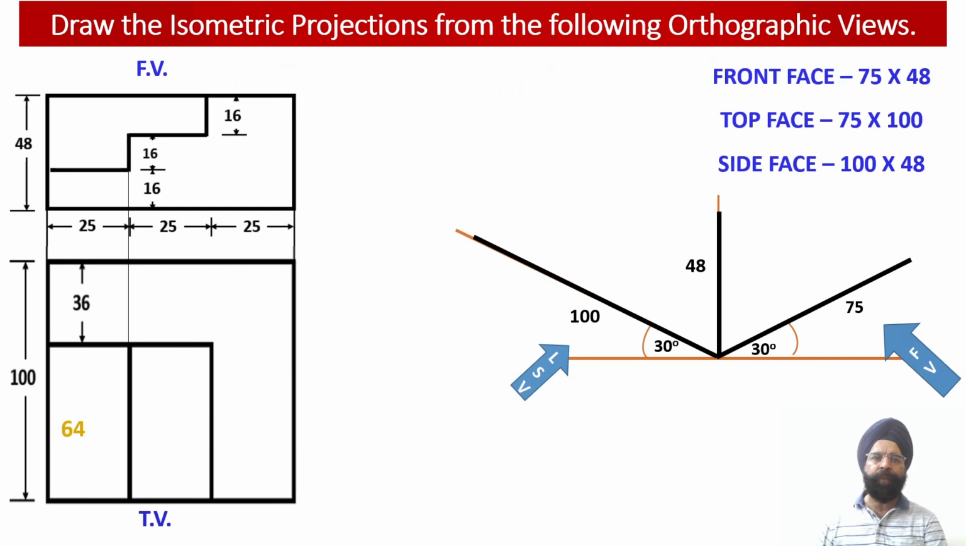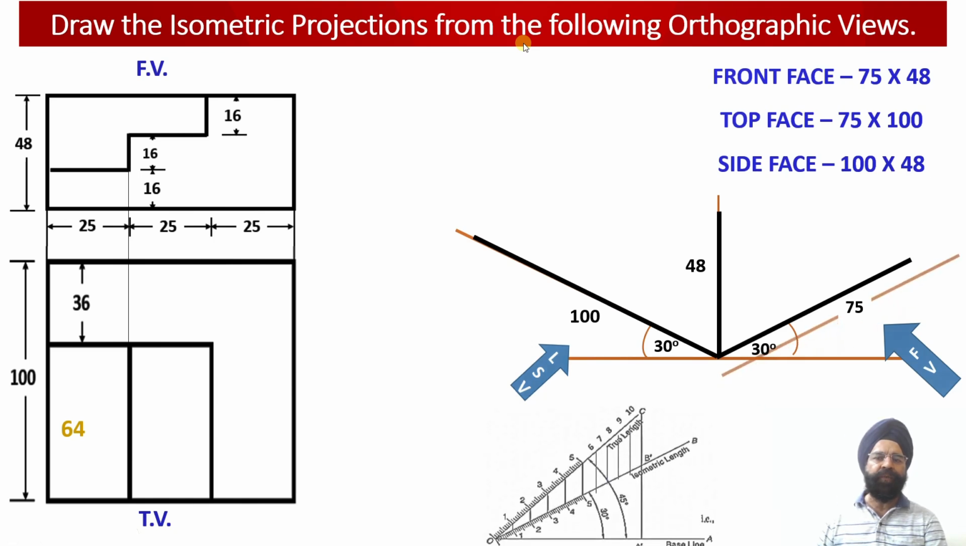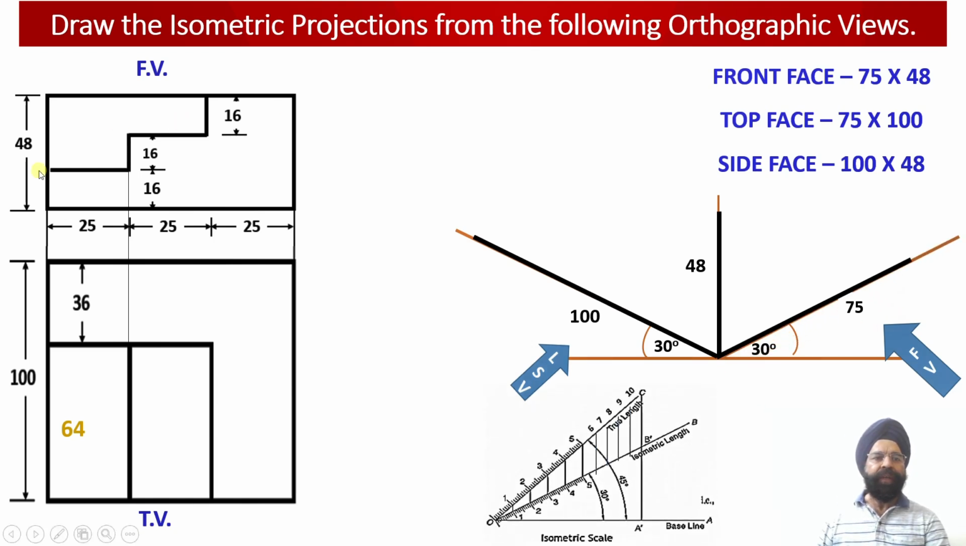Now here we have been provided with the orthographic projections of a solid, in which the front view and the top view of the solid have been provided to us, and we are required to draw the isometric projections of the solid from the given orthographic views. Now we can check this construction whenever we are required to draw the isometric projections.